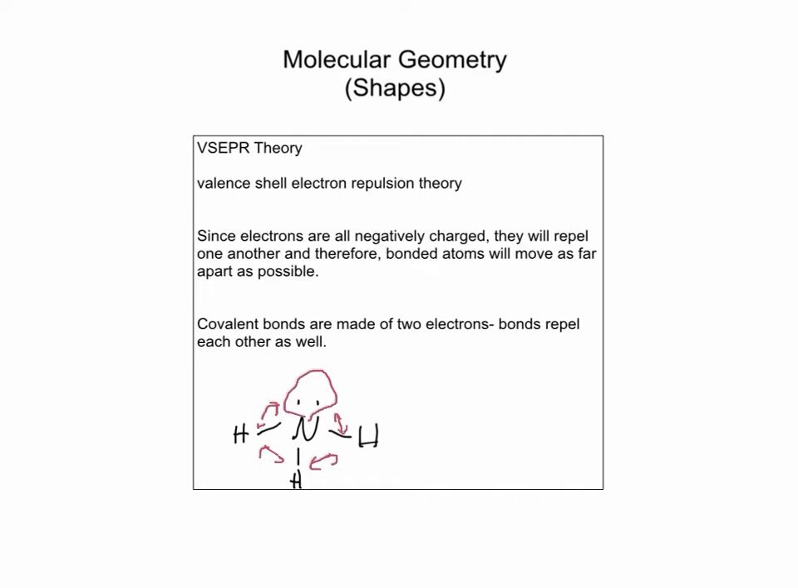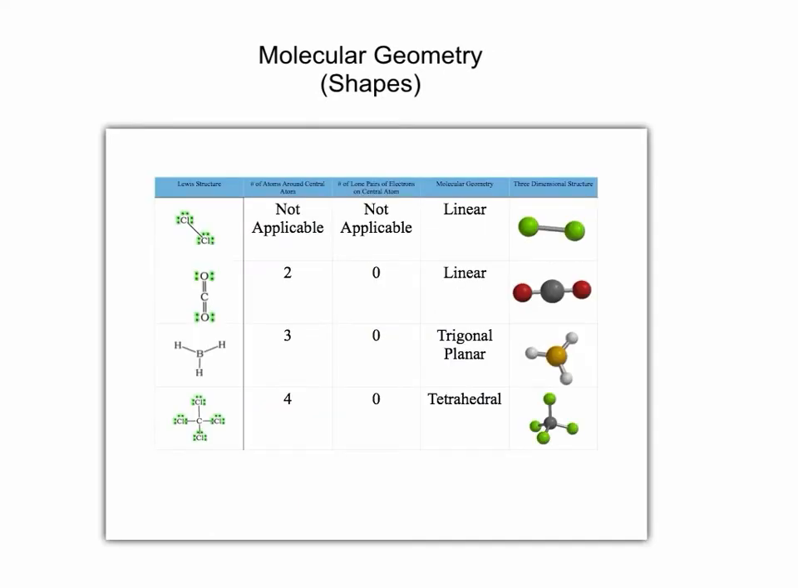Since these negative charges want to move as far away as possible from one another, we can fairly easily predict the shapes of different molecules based upon the Lewis structures. We can easily tell the shape of a molecule just by looking at the number of atoms and the number of lone pairs around the central atom. So let's look at the first few cases. These are the simplest of the shapes.